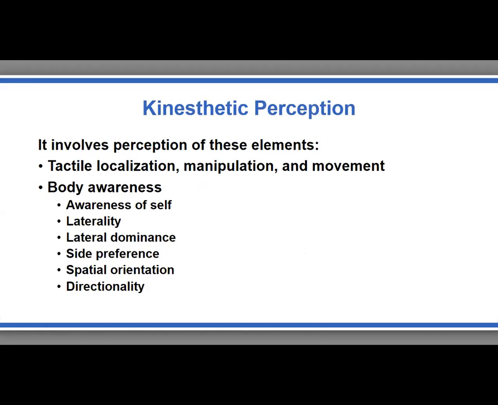Kinesthetic perception involves perception of these elements: tactile location, manipulation, and movement; body awareness, awareness of self, where your body is in spatial relation to other objects and things, whether moving or stationary; laterality, lateral dominance, side preferences, spatial orientation, and directionality, right? So these all play into it. Some people have greater awareness of things than others, or some are pretty great on all parameters. Some may be lacking in all parameters.